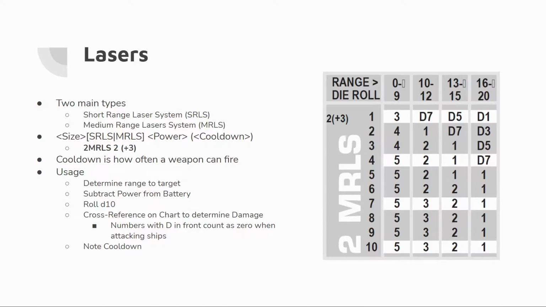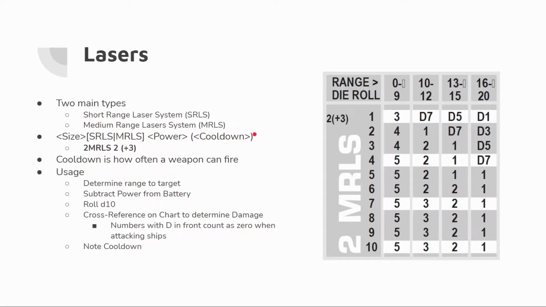The main weapon we're covering today are the lasers, as it's the main direct fire weapon in the Attack Vector setting. There are 2 main types of lasers. There's a short range and medium range. Hence, short range laser system, or SRLS, and medium range laser systems, or MRLS. Now, all lasers follow the same sort of format in terms of their naming. First, the size of the laser, followed by the type, followed by how much power they use when they're fired, and their cooldown. Cooldown determines how fast the laser can fire.